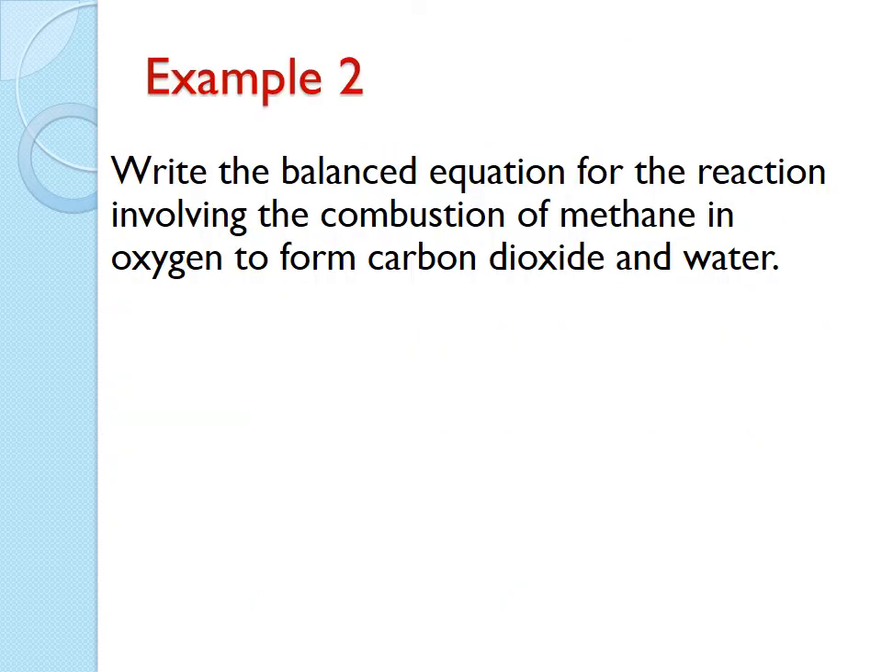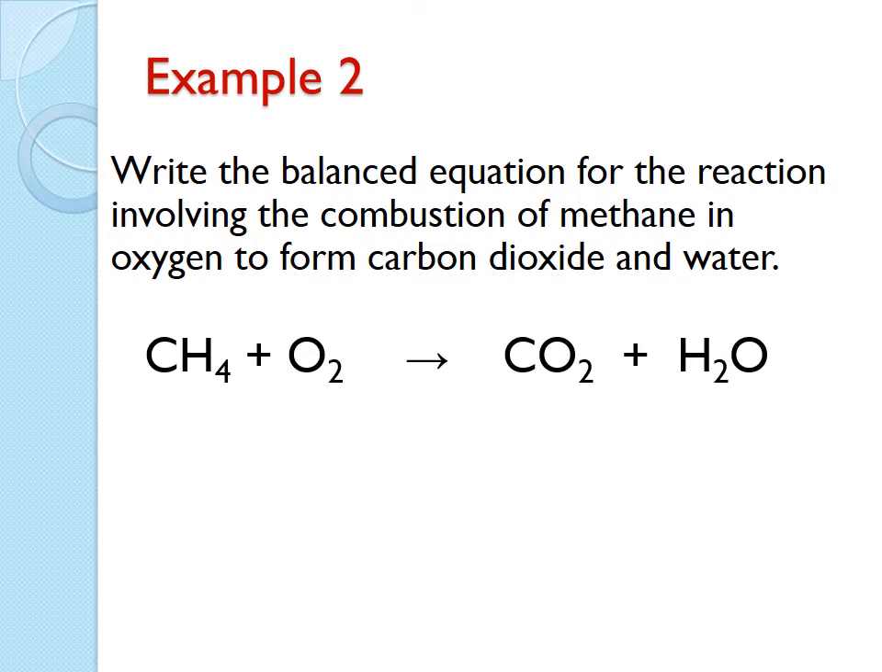Let us go ahead with the next example. Write the balanced equation for the reaction involving the combustion of methane in oxygen to form carbon dioxide and water. Let us translate this statement into a chemical equation. It will be something like this, but it is not balanced. As we observe, number of carbon atoms: left hand side 1, right hand side 1. Number of hydrogen atoms: left hand side 4 but right hand side 2. Similarly, number of oxygen atoms: left hand side 2, right hand side 3.